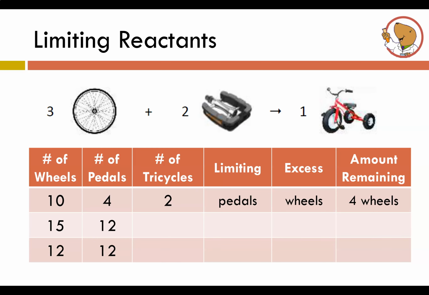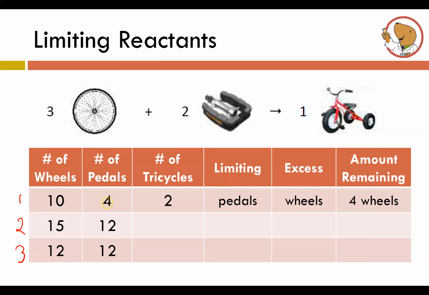So we'll go back to our bicycle factory, and we'll talk a little bit more about limiting reactants. So we can see we've simplified our tricycle reaction. We've got 3 wheels to 2 pedals, and that's going to make 1 tricycle. We took the seat out of the equation. So look at these numbers, 1, 2, and 3. In number 1, I've got 10 wheels, and I've got 4 pedals.